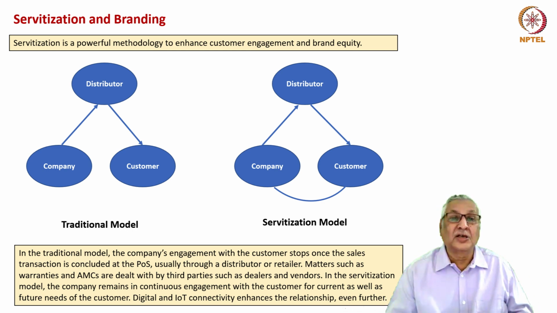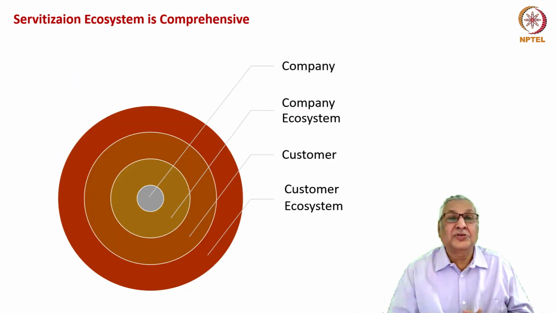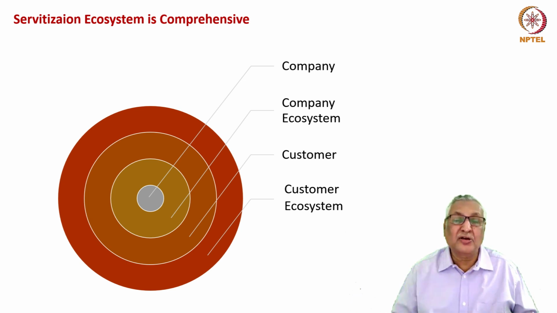It completely changes how we do product design, how we do product manufacture, and, as students of management, how we view traditional manufacturing. Servitization is a new chapter in the history of industrialization, as I would say. So this servitization ecosystem is comprehensive. The company, as always, is at the core. Then the company has an ecosystem which comprises the material suppliers, vendors, equipment suppliers, facility makers, and logistics providers. All of these constitute the company ecosystem. Then we have the customer.